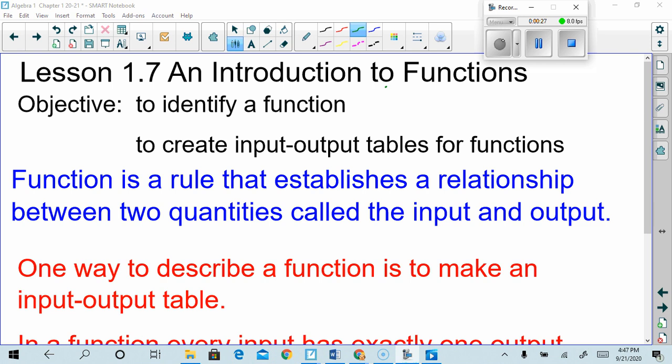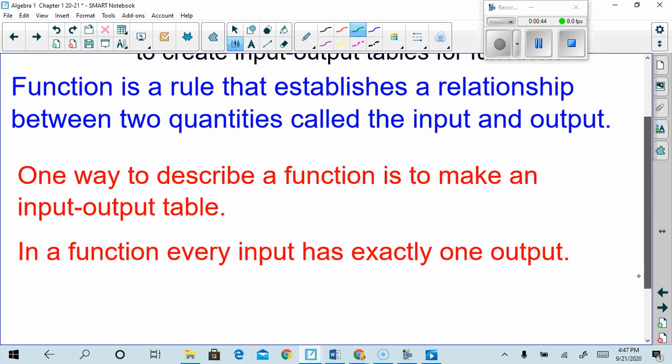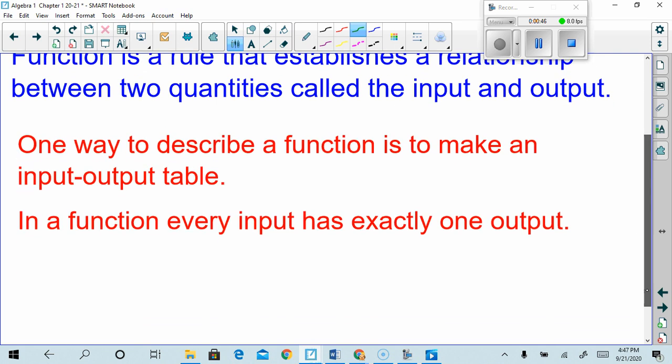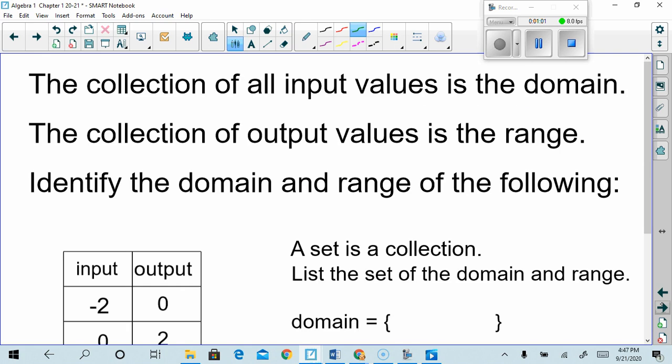It's a rule that establishes a relationship between two quantities, and these quantities are called our input and our output. One way that we can describe a function is to make an input-output table. Now in every function, every input has exactly one output. We're going to look at these words input-output, and it's going to be listed on several slides that there are other names for the input and output that we want to be able to use interchangeably.